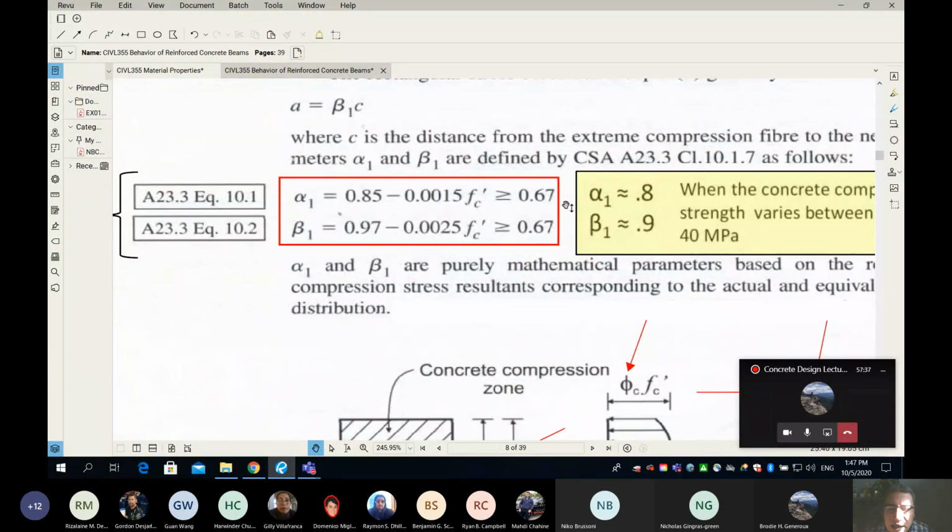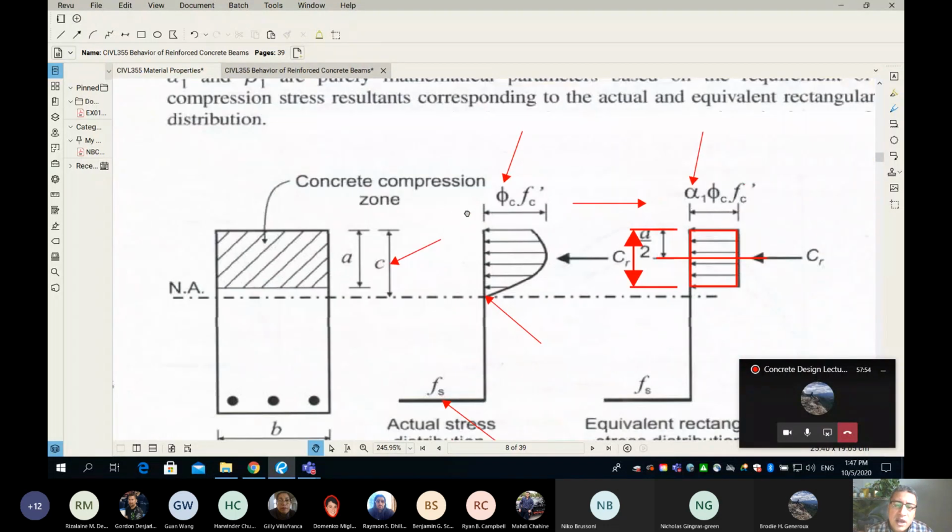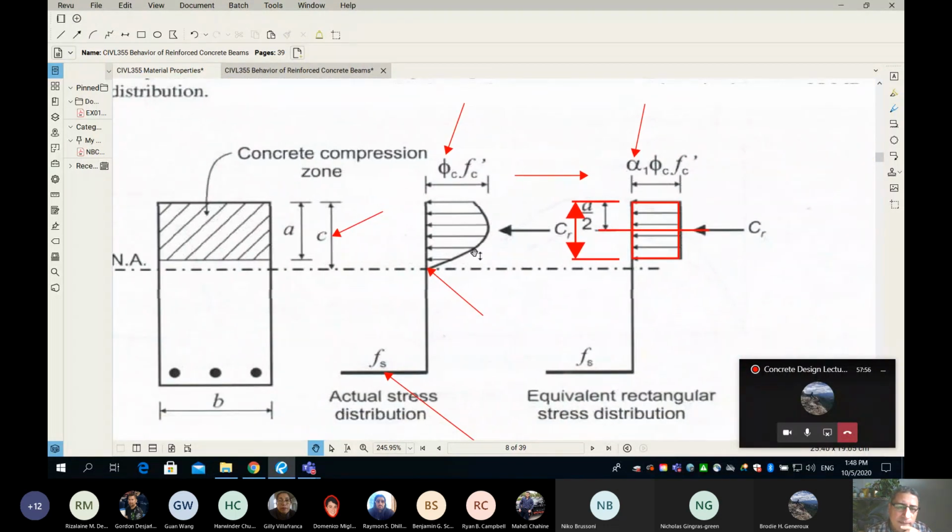In this class, anytime from this point until the end of the classes, anytime we want a value for alpha 1, it is 0.8. Anytime we want to find a value for beta 1, it's 0.9. Okay, so again, let me try to show you this one more time on the diagram.